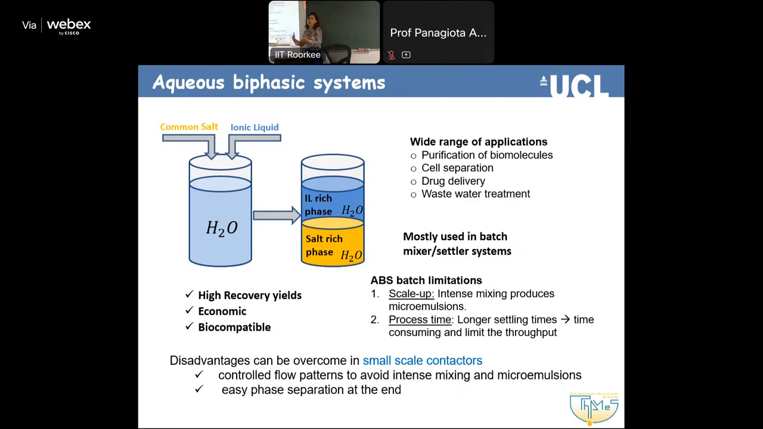And of course, this pushes the application, makes the processes less favorable. And again, we think by using these small channels, we can avoid these problems of intense mixing and having microemulsions and this separation at the end, and I'll show you how.